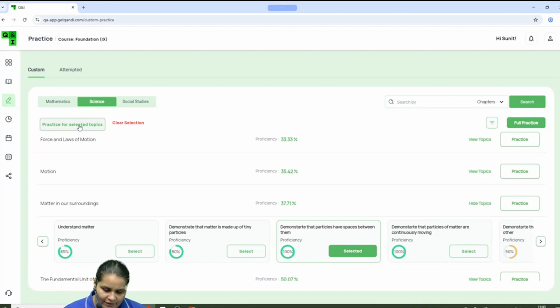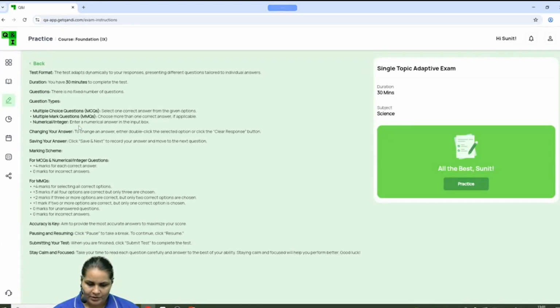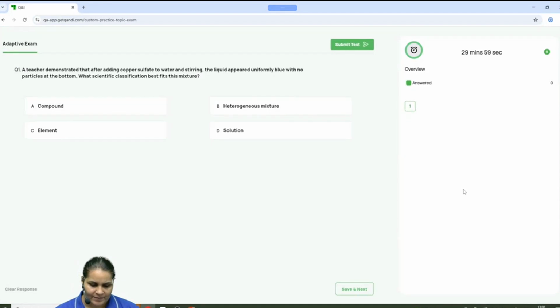So if I select this and start practicing, can you solve this question? A teacher demonstrated that after adding copper sulfate to water and stirring, the liquid appeared uniformly blue with no particles at the bottom. What scientific classification best fits the mixture? Compound, heterogeneous mixture, element, or solution? What should be the answer?